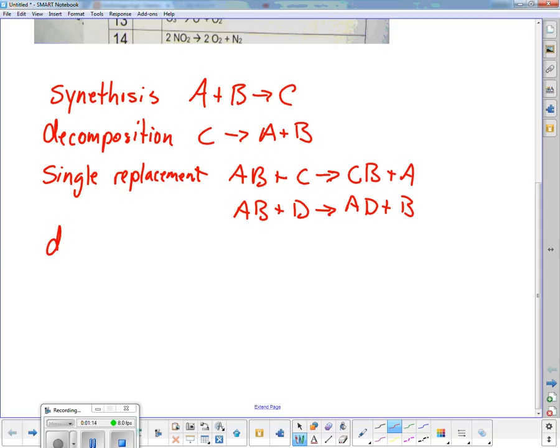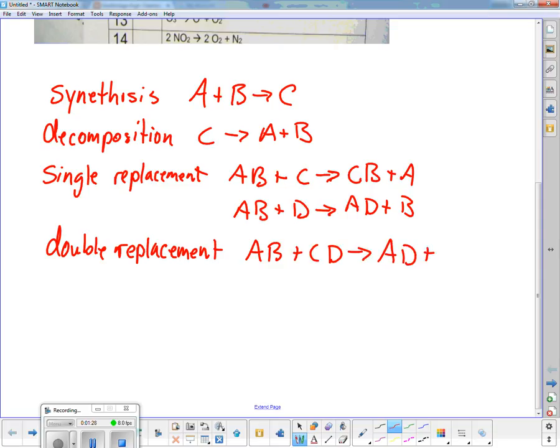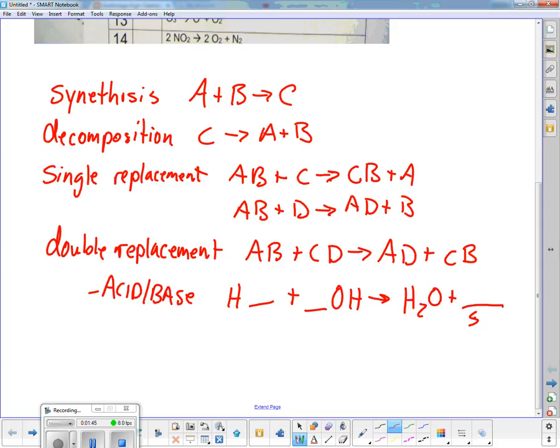We also have double displacement or replacement. This is where you have AB plus CD going to AD plus CB. So I switch partners. A kind of double displacement is an acid base. And that is when you have a hydrogen with something plus something with an OH, giving water plus something else that we usually call a salt.